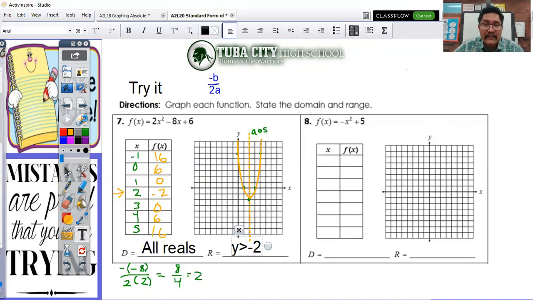Please, please, please try your best to get the domain and range correctly. I'm a little bit more lenient on this because I know sometimes, especially when you have disjointed ranges, it can be tricky. Or if you have holes or gaps in your range, yeah, it is a bit tricky. But again, please try it out. I'm not going to mark you wrong if it looks like you put a good effort into it. So it can be a little bit intimidating. Try it in both directions.